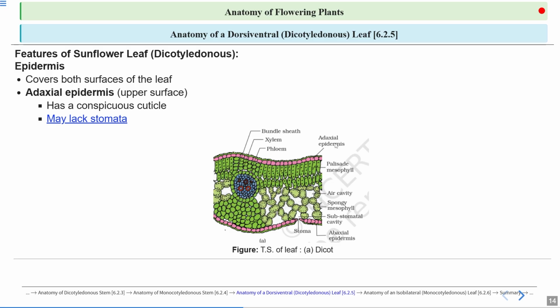The terms are very important. Sometimes in the examination, if they do not write the upper surface, they will write adaxial epidermis. Then if you do not understand the meaning of adaxial epidermis, you may not be able to attempt the question, or if you attempt it, you may even get it wrong. So abaxial and adaxial. Please remember these terms. Okay.